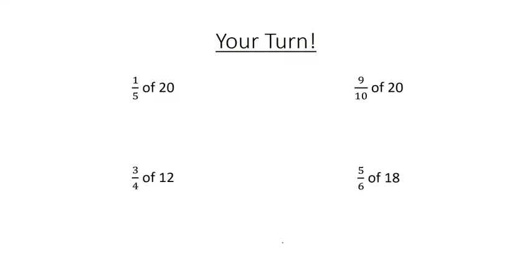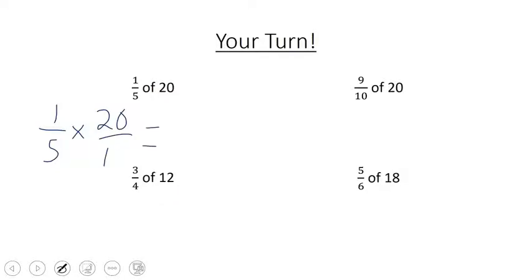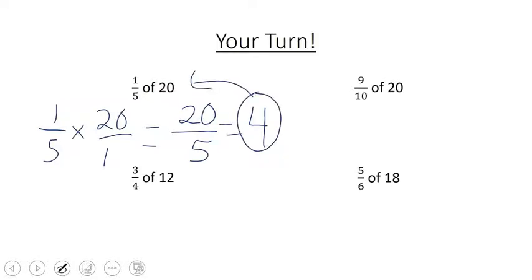So let's go over the answers and see if you got them right. For our first problem, we had 1/5 of 20. So I'm going to go ahead and use our multiplication to solve this. 1/5 times 20 over 1. So 1 times 20 is 20, and 5 times 1 is 5. So I could say 20/5. Now I'm going to rewrite that from an improper fraction into a mixed number. So I'd want to divide my numerator by my denominator. 20 divided by 5 is 4. There are no pieces left over, no remainder, so I would just leave it as 4. 1/5 of 20 is 4.